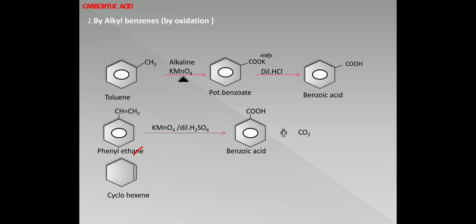Now see this cyclohexene. When this cyclohexene is also treated with KMnO4 and dilute H2SO4 for oxidation, it will convert into adipic acid, otherwise hexane-1,6-dioic acid. So these are the conversions of alkyl benzene to carboxylic acid. And in the last example here, unsaturated cycloalkene converts into carboxylic acid.